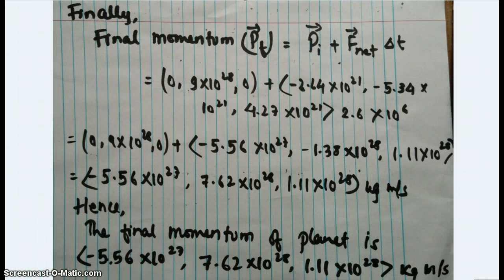Now finally, we have to calculate the final momentum, P final, which is given by the vector quantity P initial plus the force that we have already calculated between those two bodies times the change in time. Calculating that, we get our final momentum, which is negative 5.56 into 10 to the power 27, 7.62 into 10 to the power 28, 1.11 into 10 to the power 28 kg meter per second.